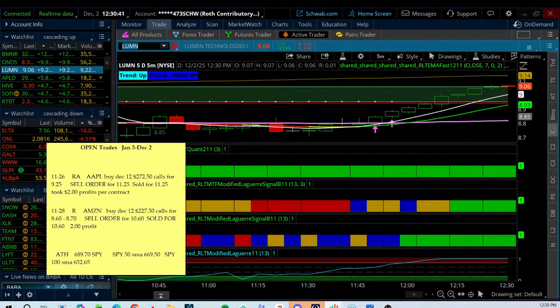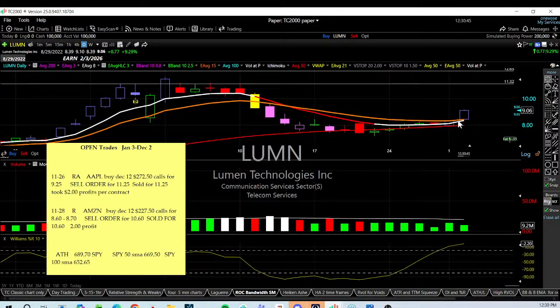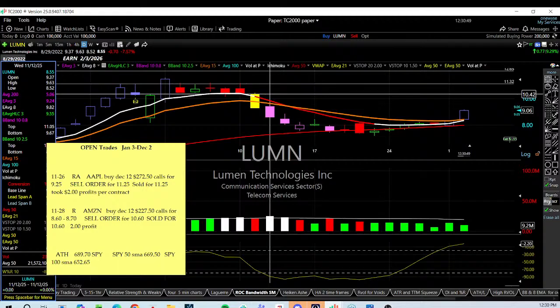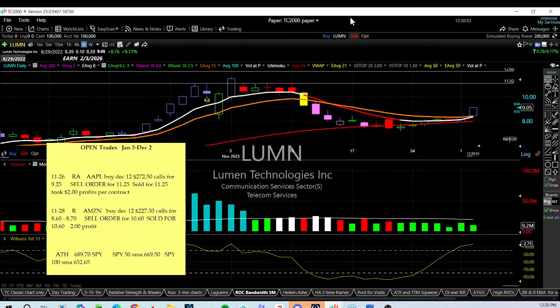The daily chart on Lumen is what I was looking at this morning. I like this move. I like this breakout. This is likely where the next resistance level will be, up around 1042, which is a big, big move. So we'll give it some time.